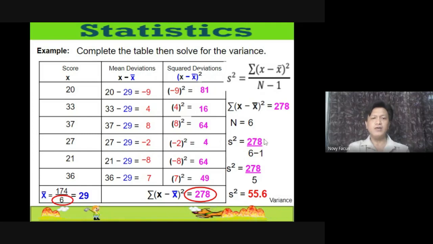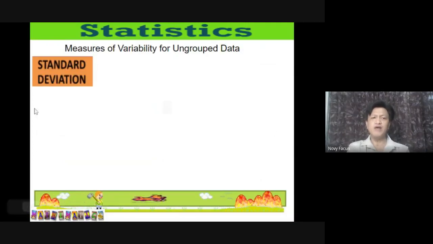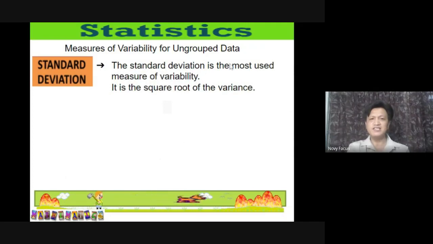Okay, so with that, we also have the standard deviation. Ano ang ibig sabihin ng standard deviation? This is the most used measure of variability. It is the square root of the variance. Kung mapapansin natin, di ba? Ito yung formula kung saan in-square root mo lang yung sagot mo sa variance. Kaya nga siya may similarity dun sa step natin.